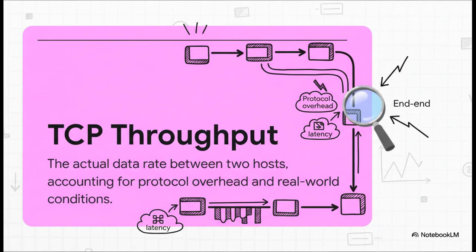This is the number that matters. It's the true measure of what your connection can actually deliver from one computer to another, once you factor in all the real-world stuff. Think of it this way. The protocol overhead is like the weight of the shipping box and the label, and conditions like latency are the traffic on the road. We're not measuring how fast the truck can go, we're measuring how many packages actually show up at the destination per second.